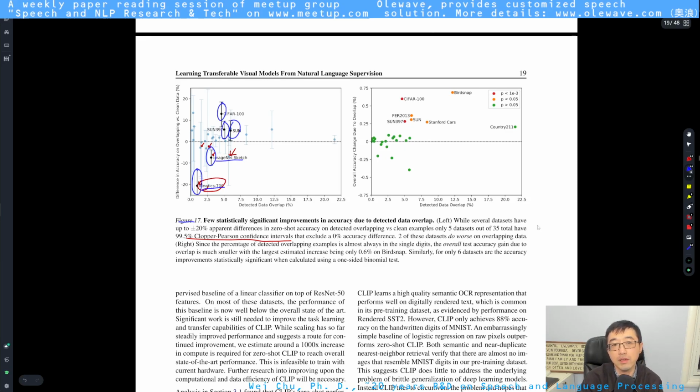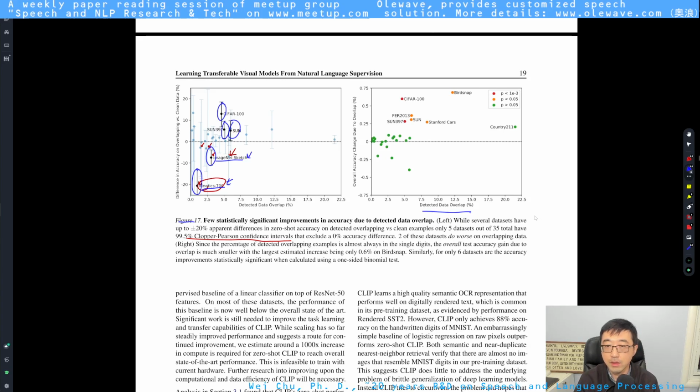I hope that will clear some of your doubts, because I think this section is not easy to read. See, these 2 got worse than the clean data on the overlapping data. Okay. And now let's see the right part. Right part is the percentage of the detected overlapping. So this is still the detected data overlap. And this is the overall accuracy change due to overlapping.